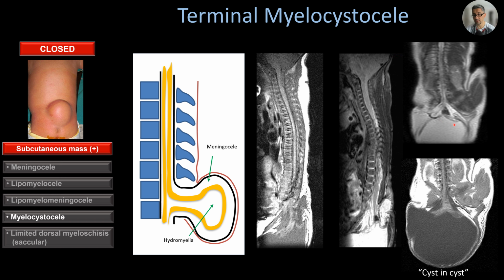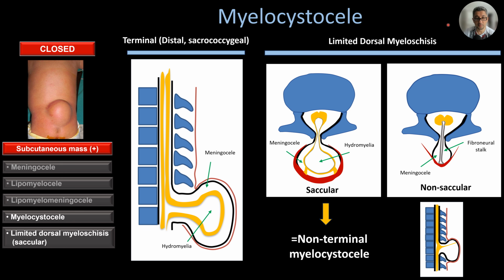On the coronal images are very helpful. You can see the splaying of the cord, and you can see the central spinal canal, which is very large, and you can confirm the diagnosis. There is an associated low-lying cord and two different CSF filled sacs. So I'm going to review myelocystocele along with limited dorsal myeloschisis because it looks like in the literature there is an overlap of non-terminal myelocystocele and saccular limited dorsal myeloschisis.